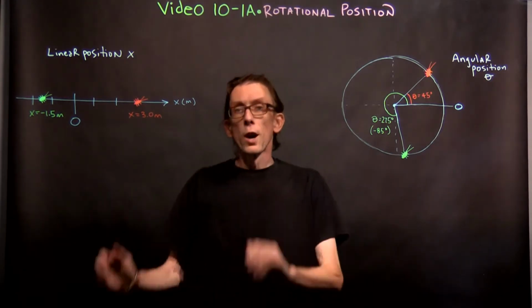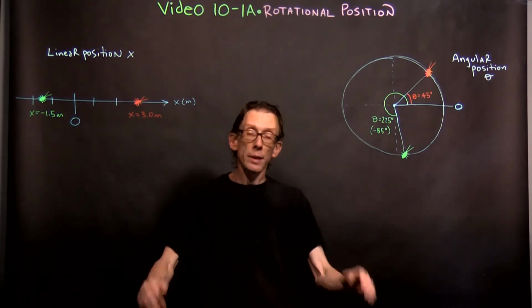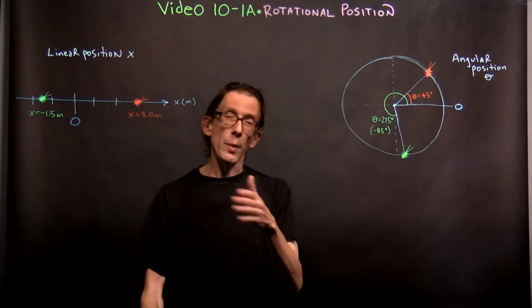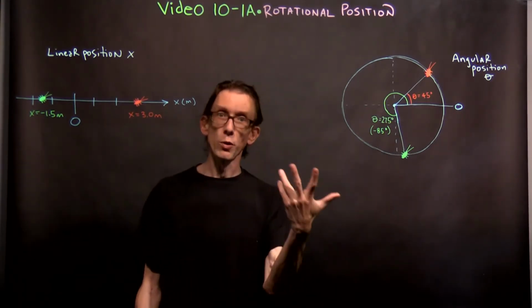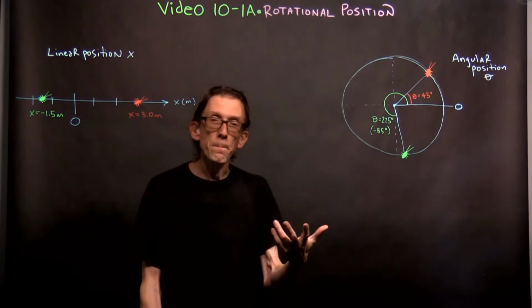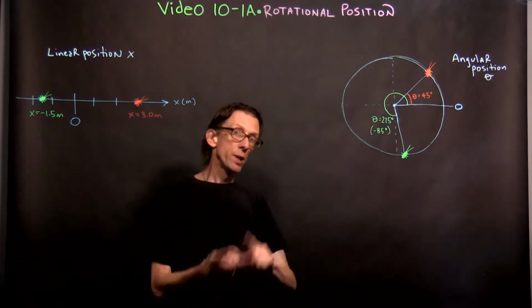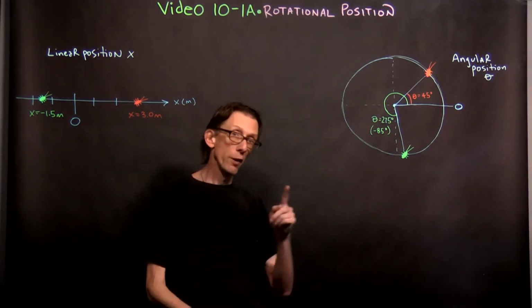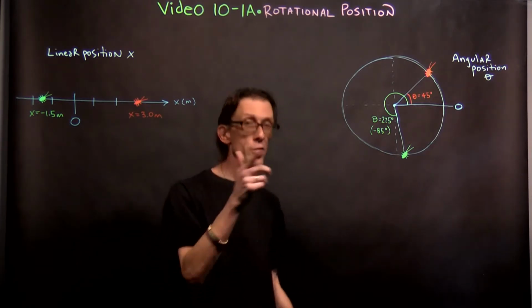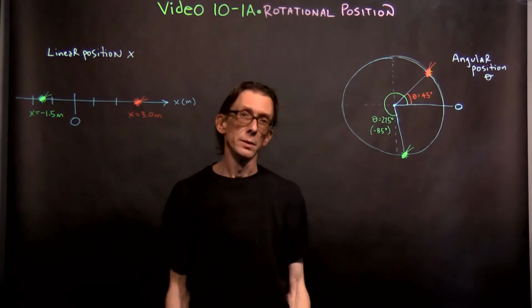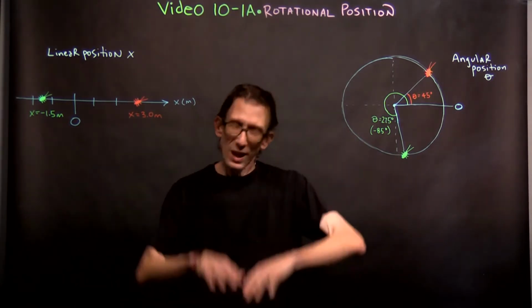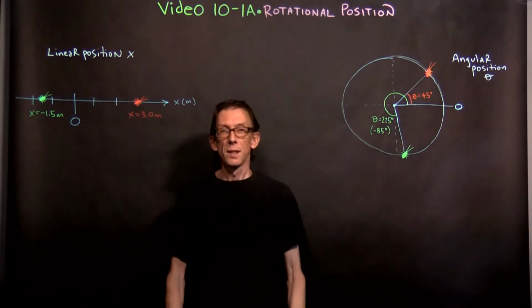Then we went on to Newton's laws, what we call dynamics. F equals ma. Talked about force, talked about mass, two new ideas. All these quantities: position, velocity, acceleration, force, mass. Then we talked about energy, and we talked about momentum in the last chapter. So that's a lot of physics.